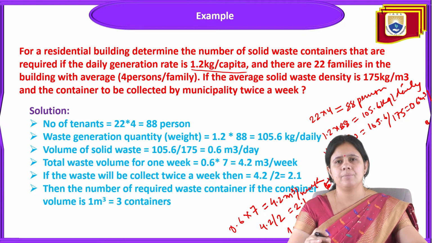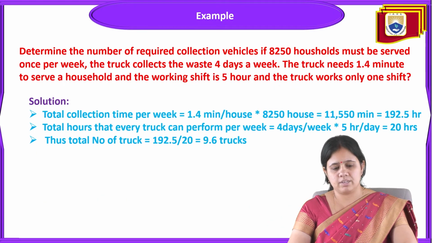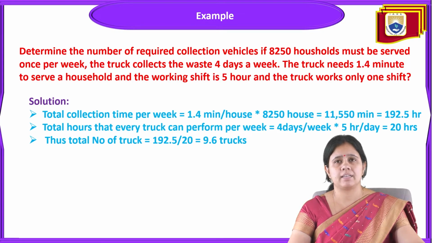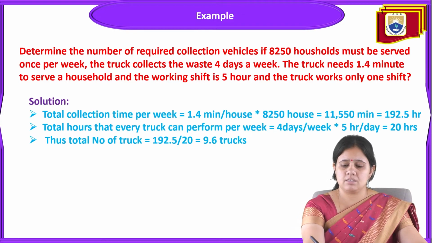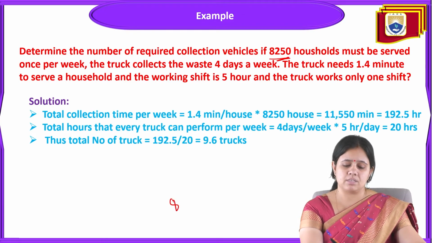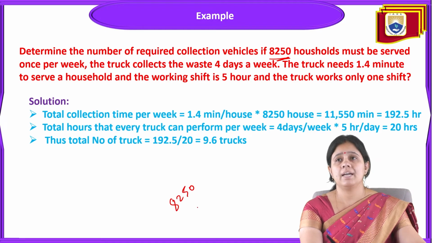If the municipality installs 3 containers in that particular area, then the waste collection will be okay, and it will be sufficient for that place. Now comes the next example, where we have to determine the number of required collection vehicles if 8250 households must be served once per week. This means there are 8250 households, and the waste collection will be twice a week.